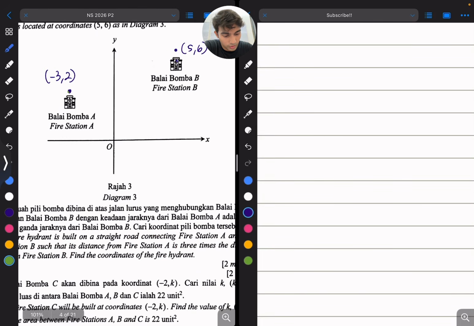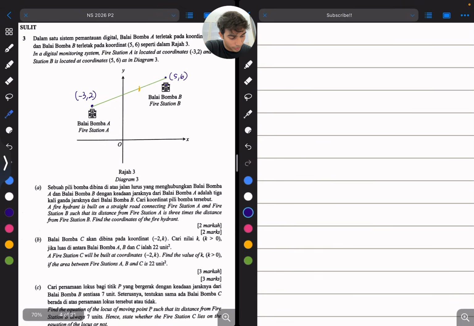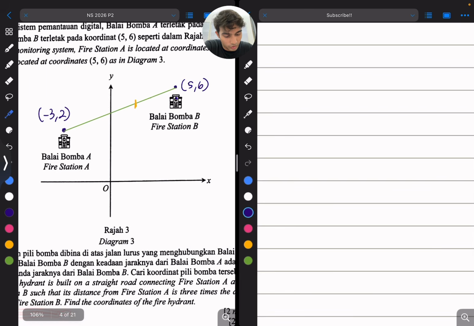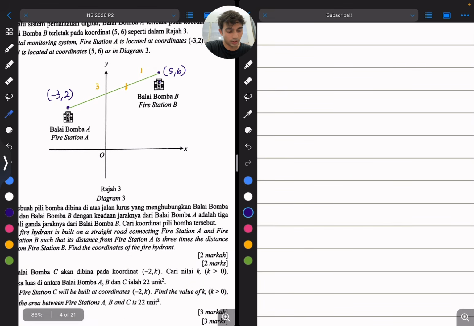Okay. So they connected a straight road. The fire hydrant is placed somewhere here where the distance from fire station A is 3 times the distance from fire station B. So this distance is 3 times this distance. So the ratio would be 3 to 1. Okay, so 1 of this distance is 3 of this. So 3 to 1. All right.